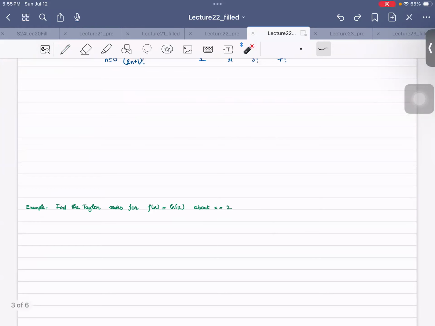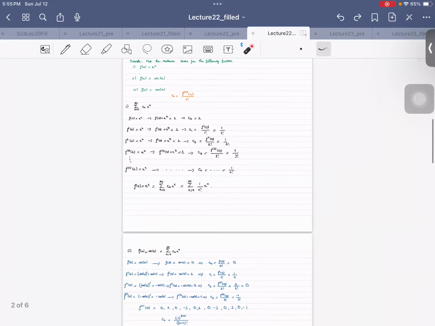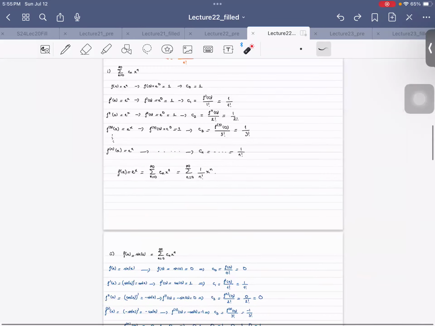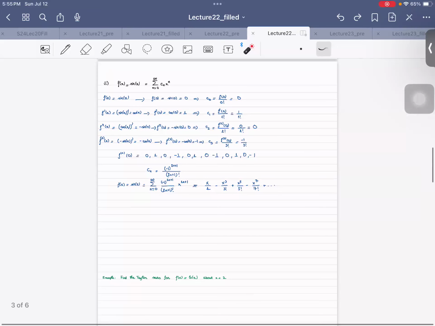And how about the power series for the function cosine of x? I mean, you can do the same thing. You start with cosine, you take derivative, and again, the cosine function will repeat the patterns in groups of 4. Okay, so you can come up with this power series.